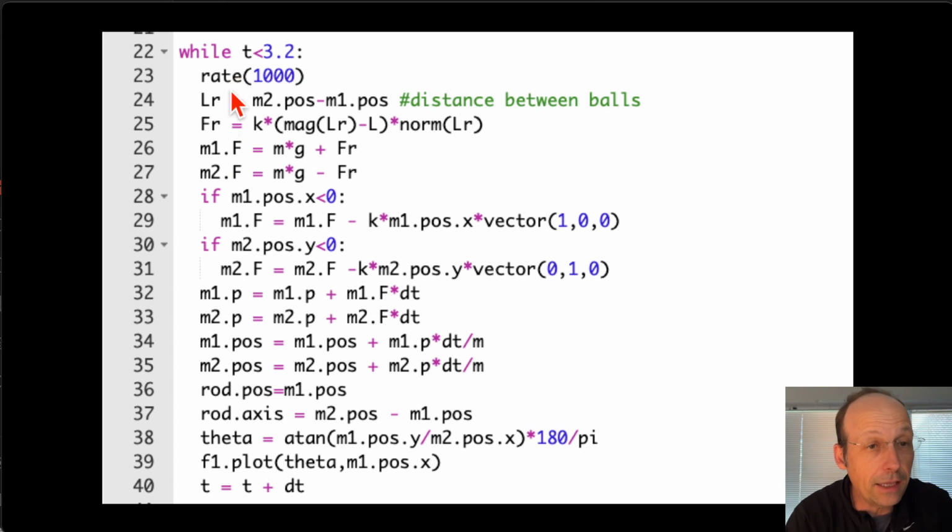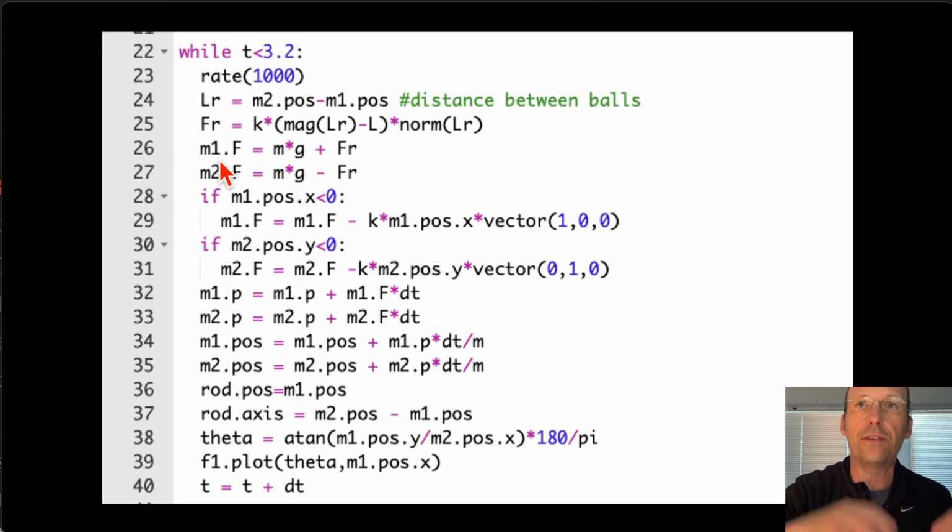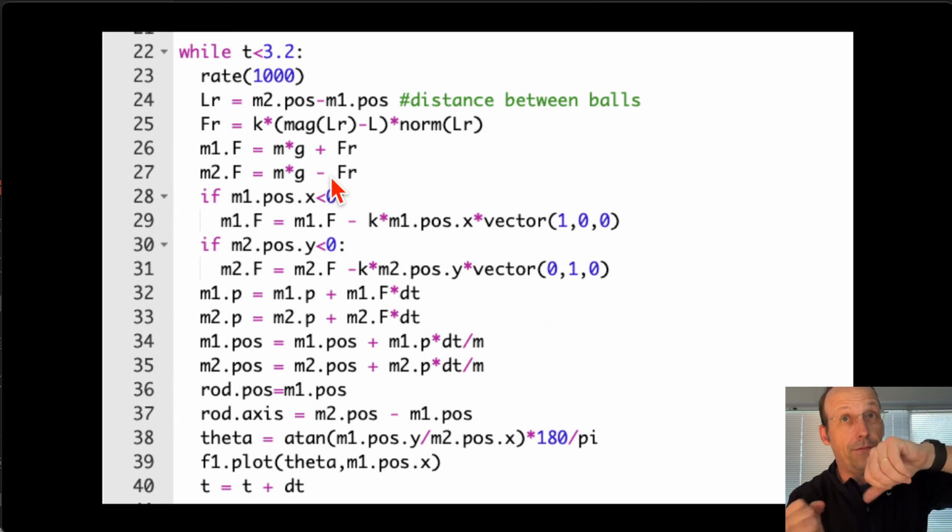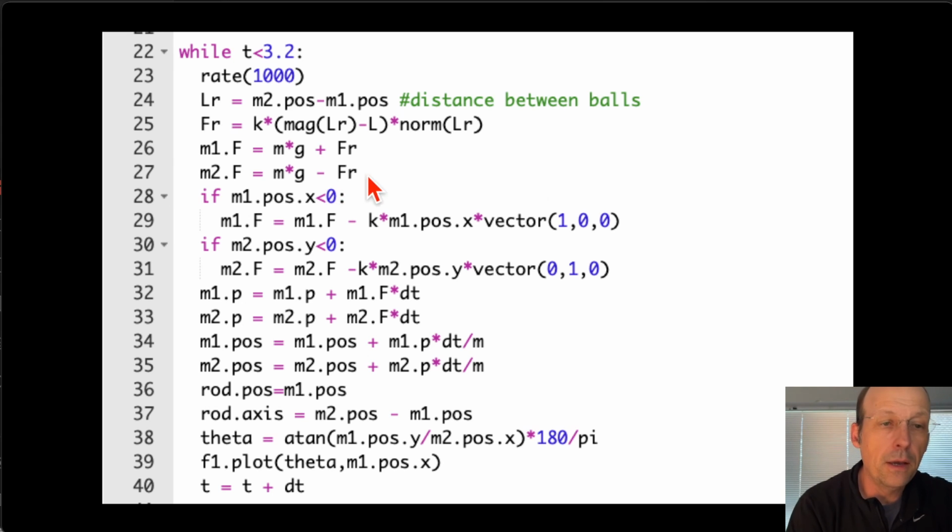So then at the beginning of each loop, I calculate the force. I assign it that m1.f is the net force on that ball. And it's gravity plus the spring force. Now, mass 2 is minus the spring force, right? Because there's two balls. If ball 2 pushes on 1, 1 pushes on 2 in the other direction.